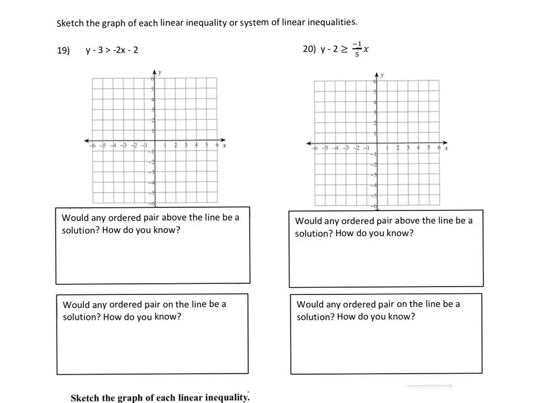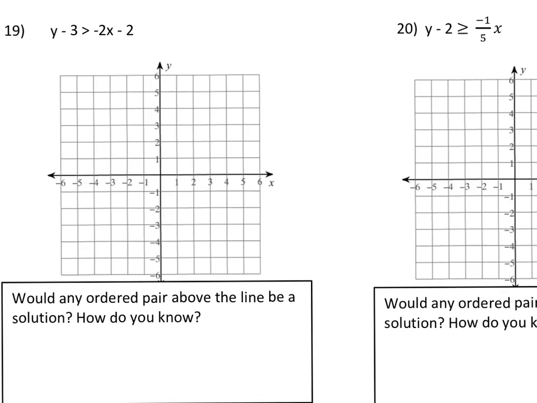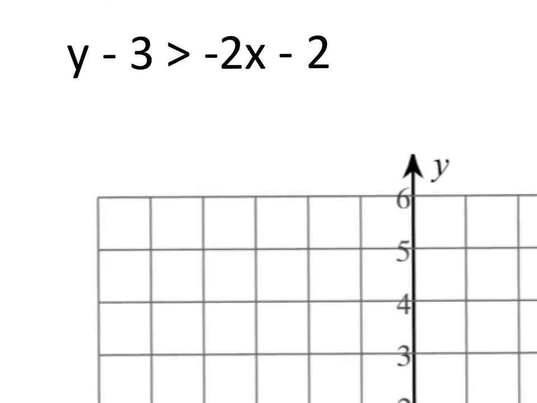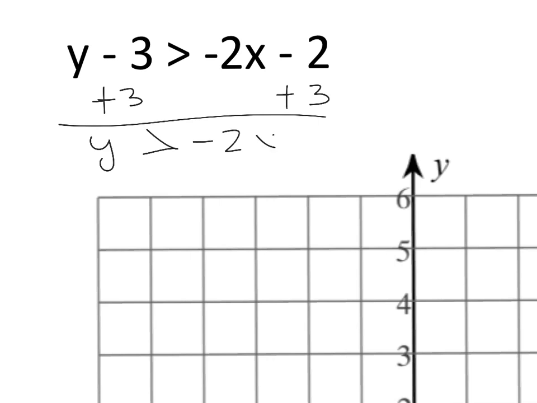So the first thing that I noticed about number 19 is that it's not quite in slope-intercept form. It's almost in slope-intercept form, but not quite. That 3 needs to get moved over to the other side. I know that you guys know in order to make that happen, I'm simply going to add 3 to both sides. So then in slope-intercept form, this inequality is now y is greater than negative 2x plus 1.